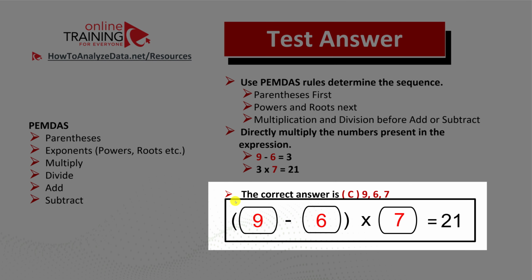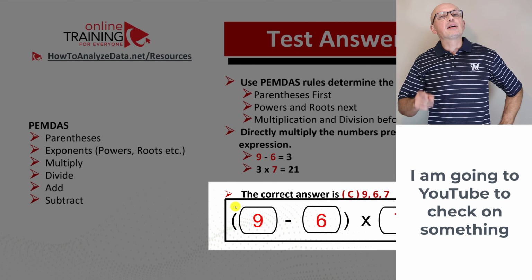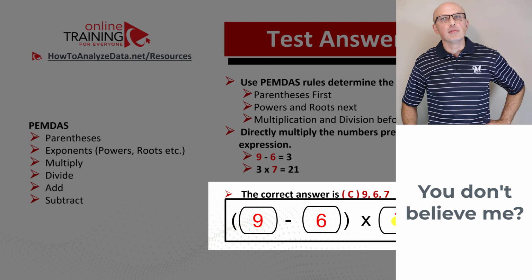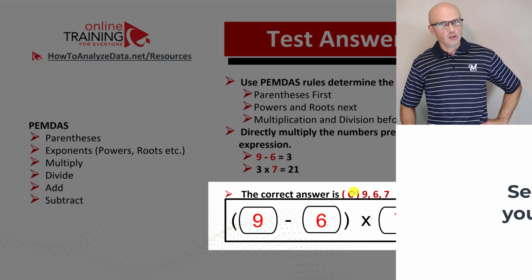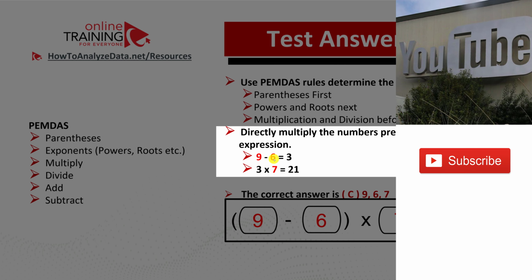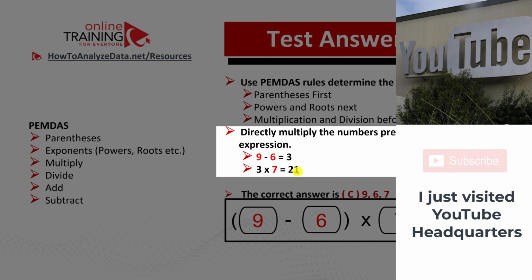To solve this challenge correctly, you need to remember that calculations are first done inside parentheses. First, you need to find the set of numbers, and the final result from parentheses would need to be multiplied by the third number. The combination which matches this is choice C, 967. Let's validate. 9 minus 6 equals 3. 3 multiplied by 7 equals 21.